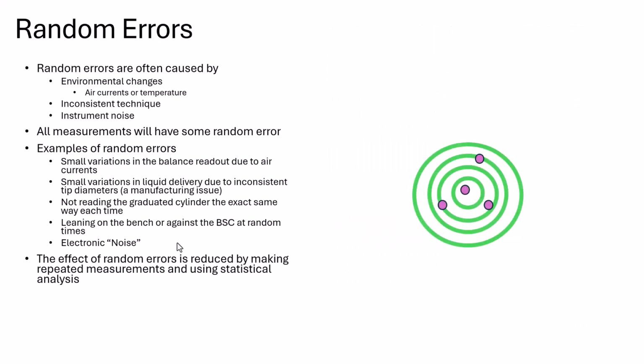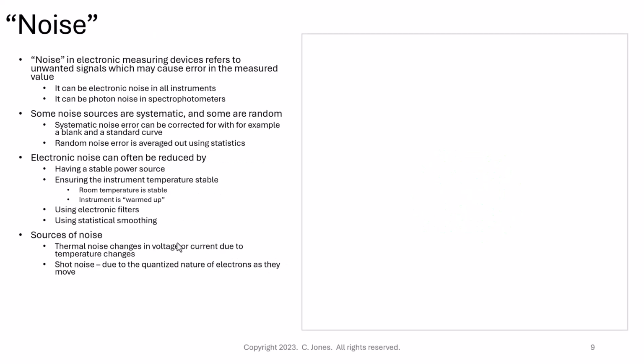Okay, so random errors, there isn't precision here. They're kind of spread out because they are indeed random. They're just a probability. Okay, so let's look at noise, because everybody talks about noise, and you know, the circuit design people and the control circuit people are going to roll their eyes at this explanation, but it works, and it kind of helps you conceive of what's going on inside any electronic measuring device: an electronic balance, a spectrophotometer, a pH meter. Okay, so noise in electronic measuring devices refers to unwanted signals which may cause error in the measured value.